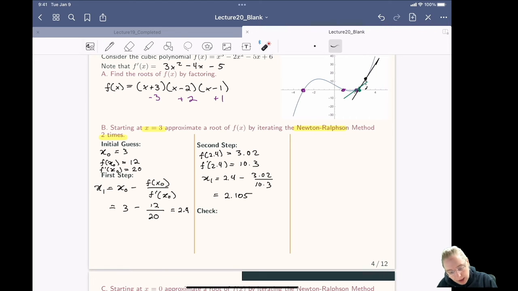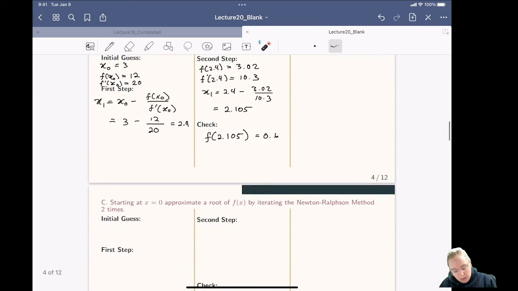All right, so how good of a job do we do? Well, in this case, we know that there's a root at 2, so we do a pretty good job of finding that root at 2. But how good do we do as far as the value of f? Well, if we plug in 2.105 in here, we get 0.6. So, yeah, this is reasonably close to 0. It's not very close to 0, but relative to where we started at f of x0 equals 12, it's a lot closer to 0.